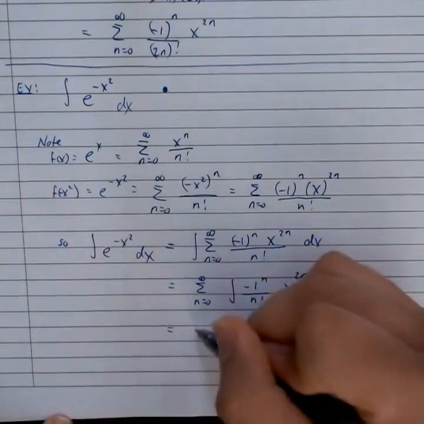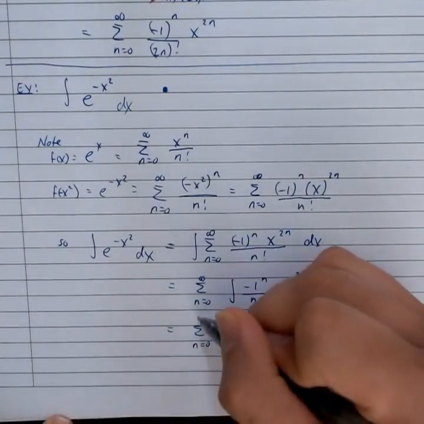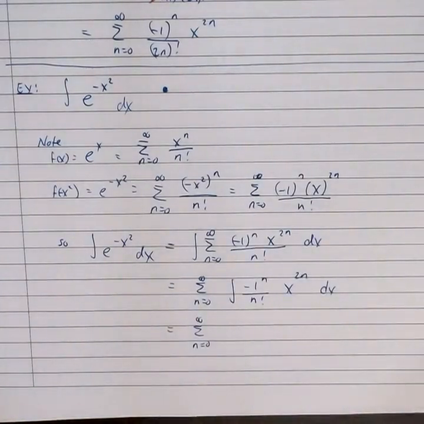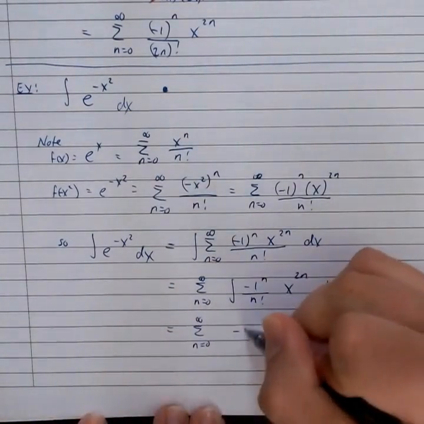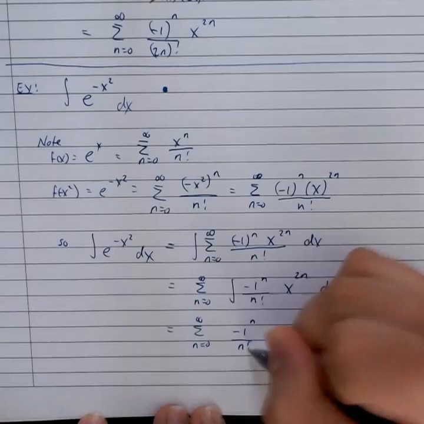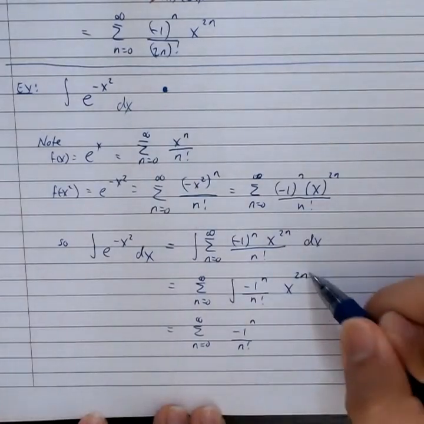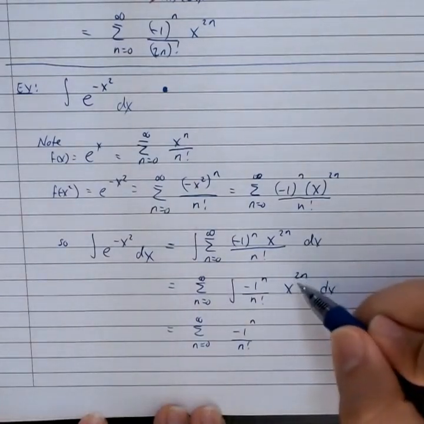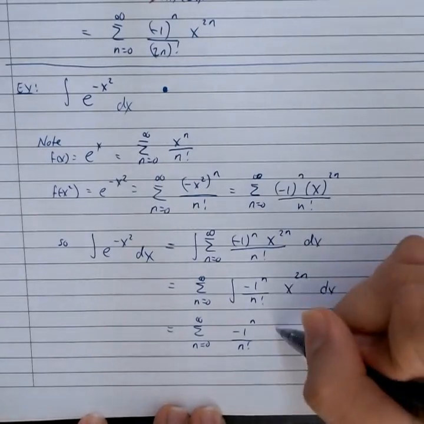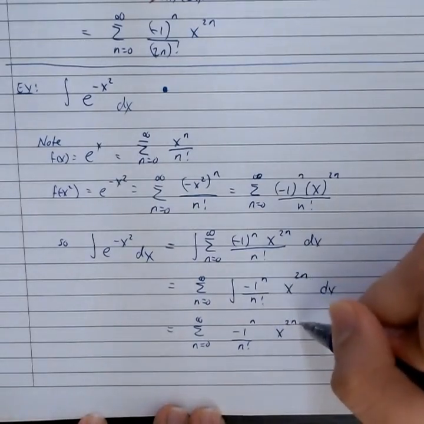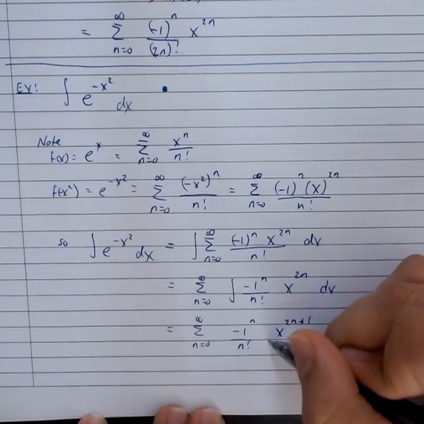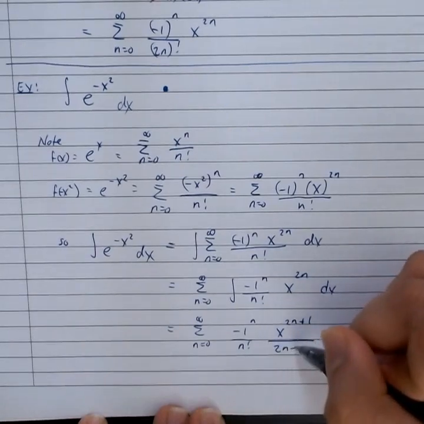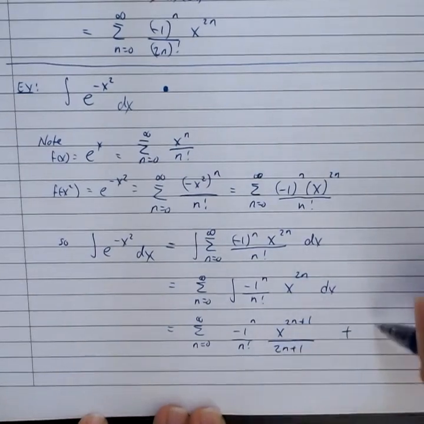So here, that's going to be the sum as n goes from 0 to infinity of minus 1 to the power n over n factorial. Here, that's just a monomial term. I'm going to add 1 to the power and then divide by the new power plus some constant of integration.